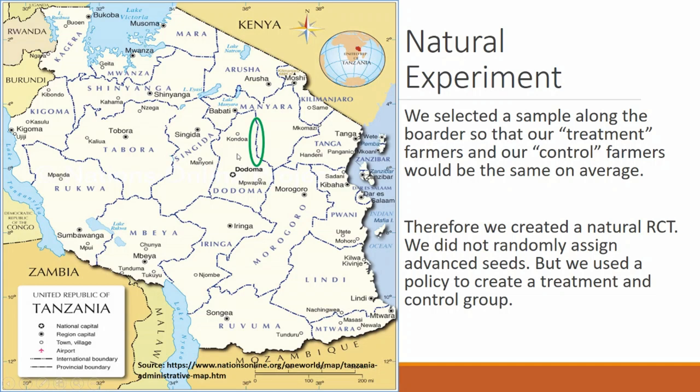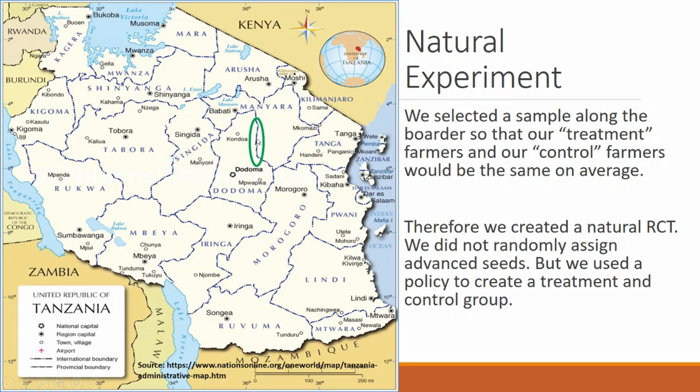Dodoma farmers are given access to advanced seeds. Manyara farmers are not. All right. And then we do the best job that we can to try to get a sample of farmers that will have the treatment group and the control group the same on average. And so what we do is we go in and we collect a sample of data right along the border because we're hoping that farmers that live on the Dodoma side of the border are the same on average as farmers that live on the Manyara side of the border.